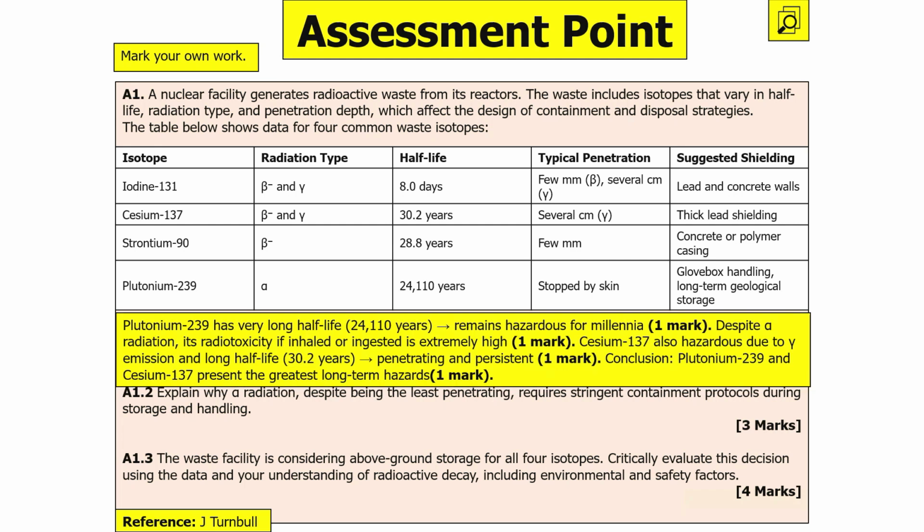Right, in this one, plutonium-239 has a very long half-life, so it would remain hazardous for millennia. So despite alpha radiation, its radiotoxicity if inhaled or ingested is extremely high. Now cesium-137 is also hazardous due to gamma emission and a long half-life. So therefore, the ones that have the greatest risk are going to be plutonium-239 and cesium-137.